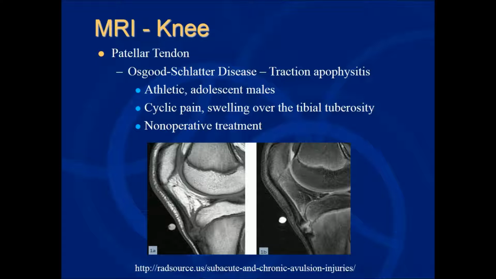An abnormality involving the distal patellar tendon, something that we've all learned at some point during medical school: Osgood-Schlatter disease. This is a traction apophysitis, meaning that it's involving the apophysis at the tibial tuberosity. Seen most commonly in athletic adolescent males. Cyclical pain, swelling over the tibial tuberosity, non-operative treatment. Here we see abnormal increased signal, thickening, but this is Osgood-Schlatter disease.